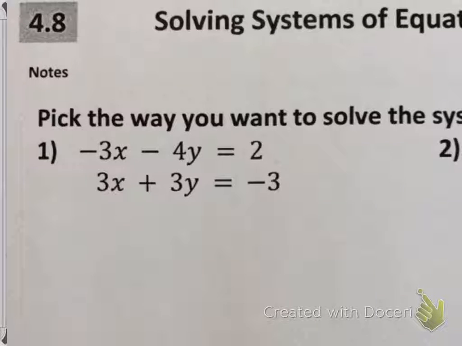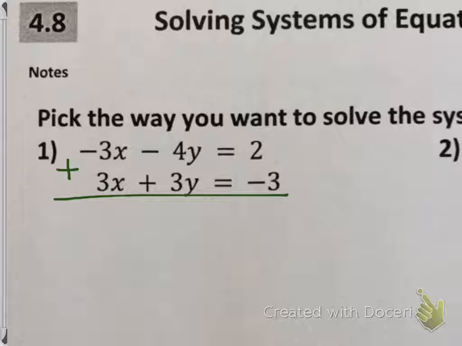This is note-taking guide 4.8 for Math 2. We're solving systems of equations by any method. So on number 1, when you look at this and we're going to solve a system of equations, I would definitely use the elimination method, because these two equations are already lined up. Your x's are in one row, your y's are in one row, your equals and your numbers are all set up. So it's ready to just see if you can add straight down and cancel something.